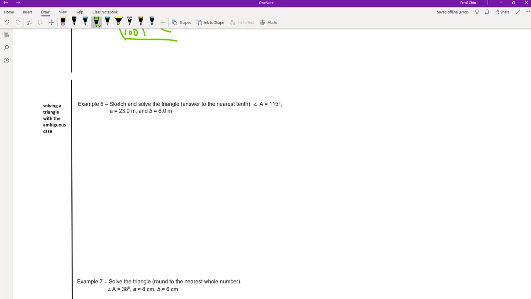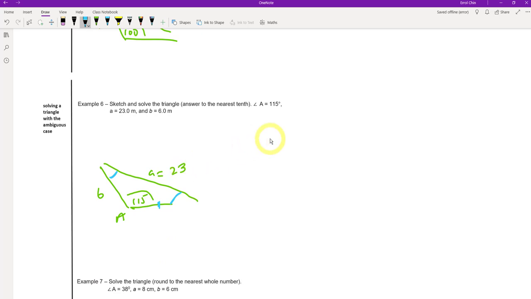Example number 6. As we burn through this, it says here sketch and solve. Sketch and solve the answer to the nearest tenth, which just means 1 decimal place. All right. So length a is 23, length b is 6. So obtuse. So here's 115, and again my handwriting is terrible. All right. So this is b is 6, and this is 23. All right. This is angle A. This is length a. So we have the corresponding angle inside. This is length 6. So right away it says solve. What that means is I want to find this length here in blue. I want to find that angle. I want to find this angle, and I want to find this length.